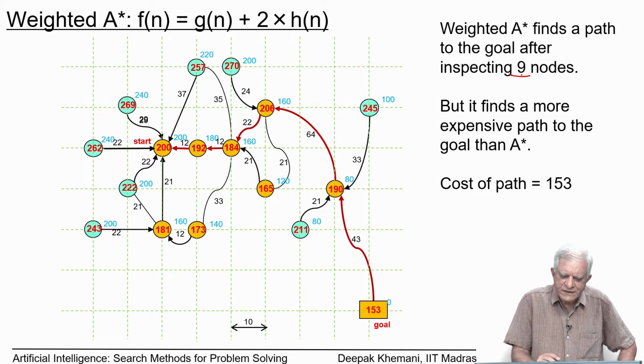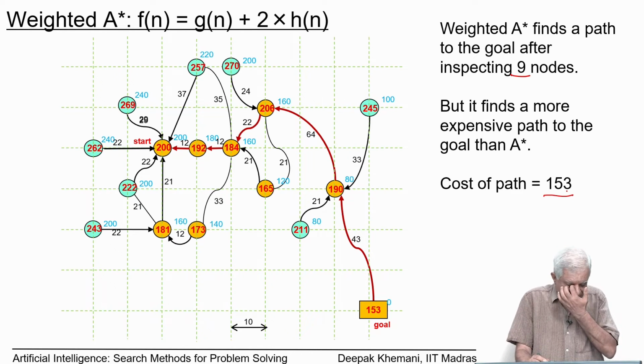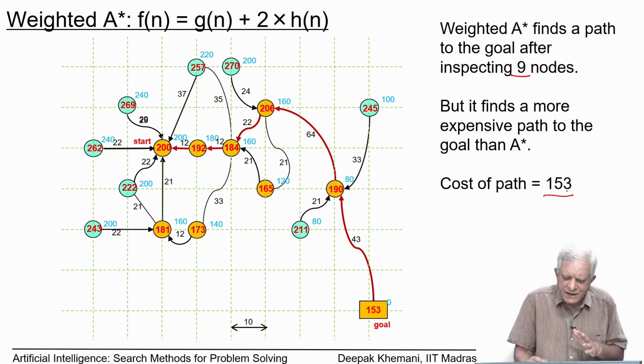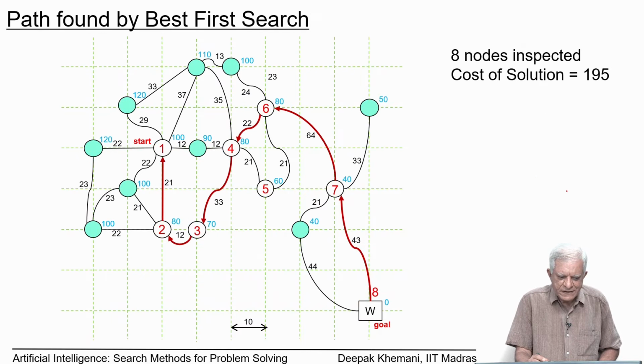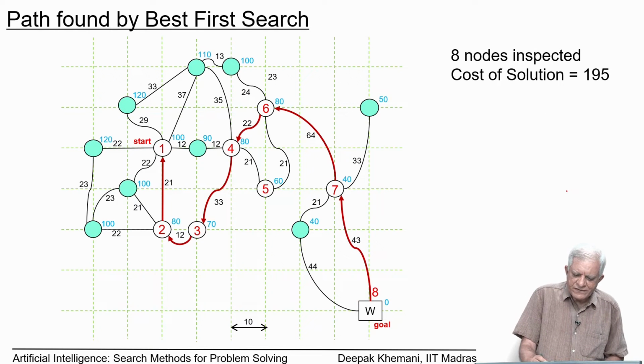A star, if you remember, had inspected 14 nodes. Best first had inspected 8 nodes essentially. It found a path of 153, and that was more expensive than the path found by A star, which was 148, but A star had seen more nodes essentially. So, this was a path found by best first.